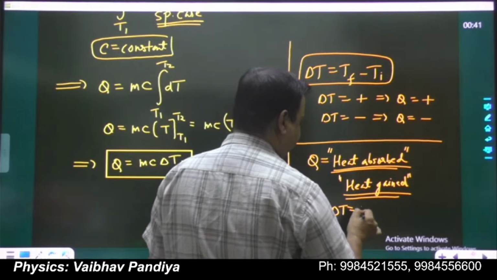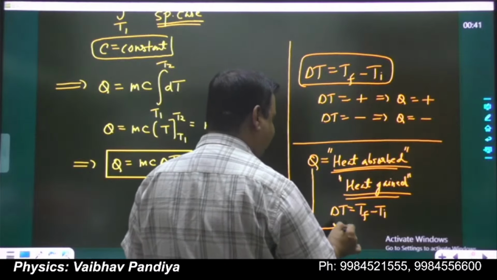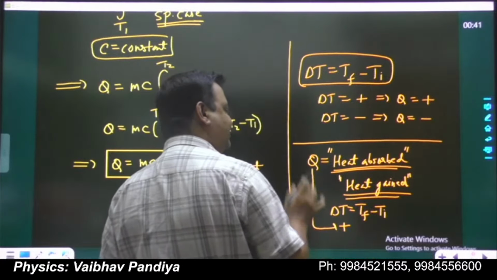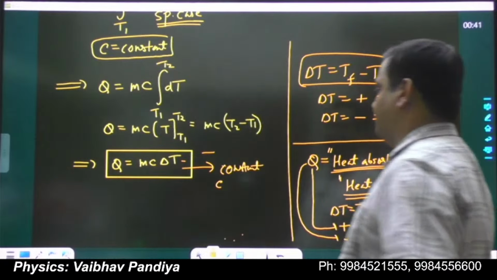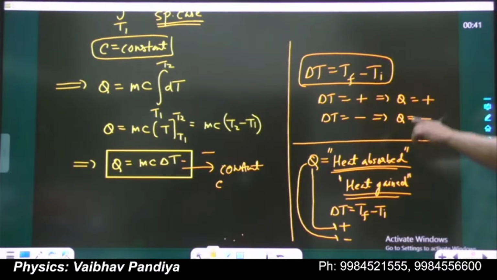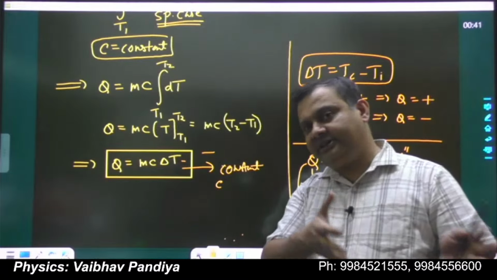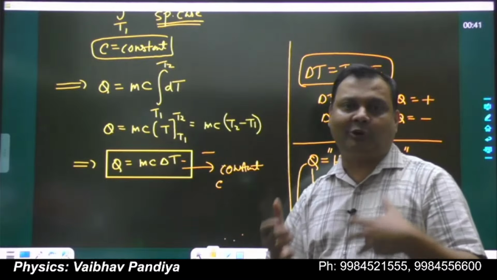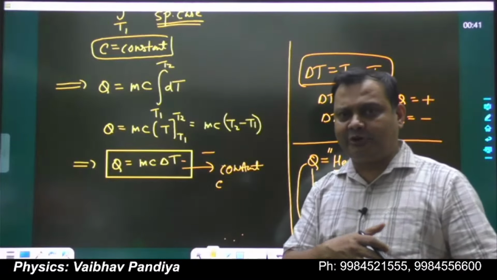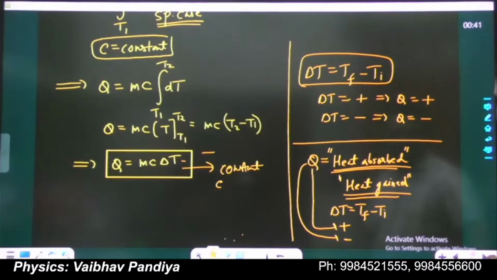And delta T will always be taken as final minus initial. So if Q comes to be positive, already I told you, it means the heat is actually gained. If Q comes to be negative, it means heat is lost. Okay. So always follow this convention. We need not worry about whether the heat is lost or gained. We are taking a model in which we are talking about the heat gained by the body. Either Q will come to be positive or negative, depending on the relative values of TF and TI.